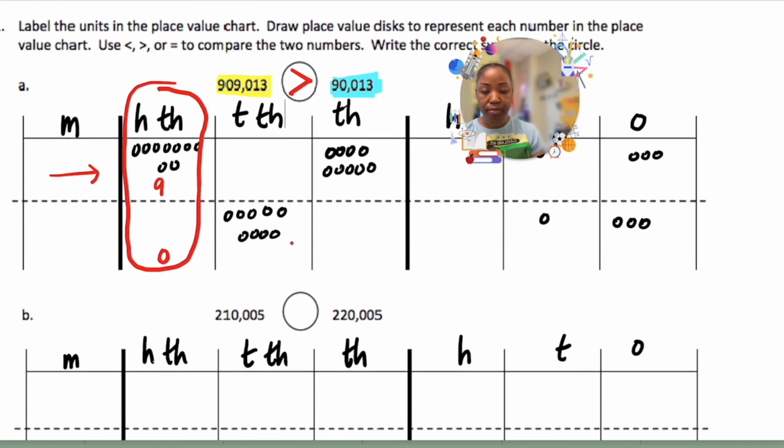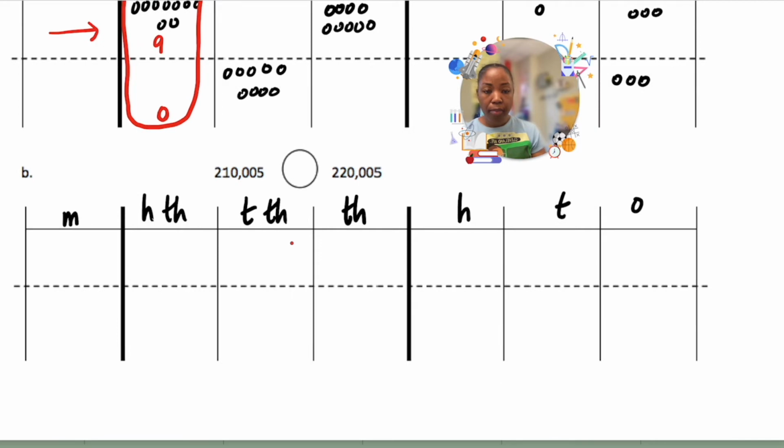For B, I'm going to model the number first using place value disks. So we have 2 100,000s, 1 10,000, no thousands, no hundreds, no tens, 5 ones. For the second number, we have 2 100,000s, 2 10,000s, no thousands, no hundreds, no tens, and 5 ones.